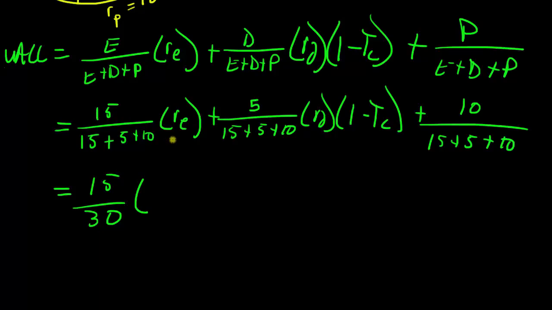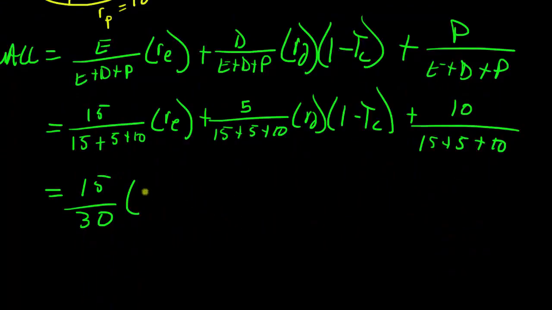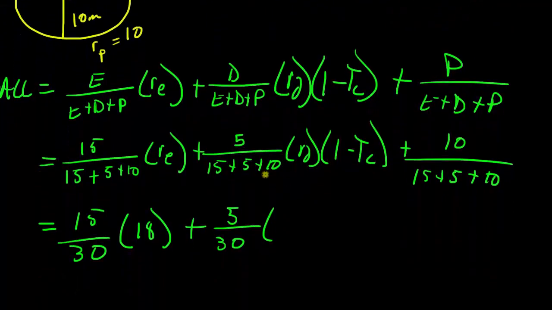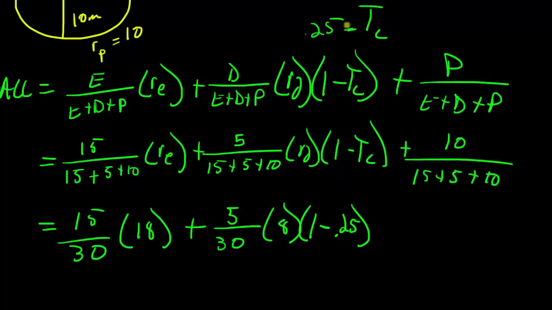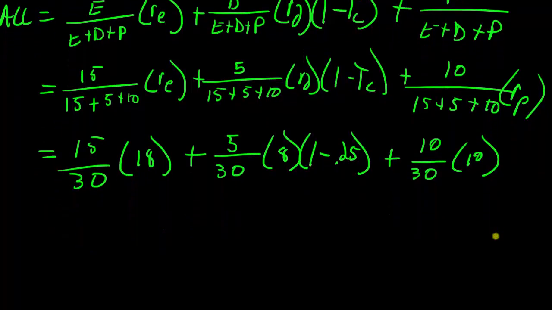And let's go ahead and bring in our rate of equity. Rate of equity was 18, plus 5 over 30 times my rate of debt. My rate of debt was 8%. I'm going to multiply that by 1 minus 0.25, because 0.25 is equal to my corporate tax rate from above, plus, I'm sorry, this is RP over here, plus 10 over 30 times the rate of my preferred stock. That happens to be right here, so it makes it easy. And I'll put the 10 right there. Boom. Now we just do math, and let's go ahead and get that done.